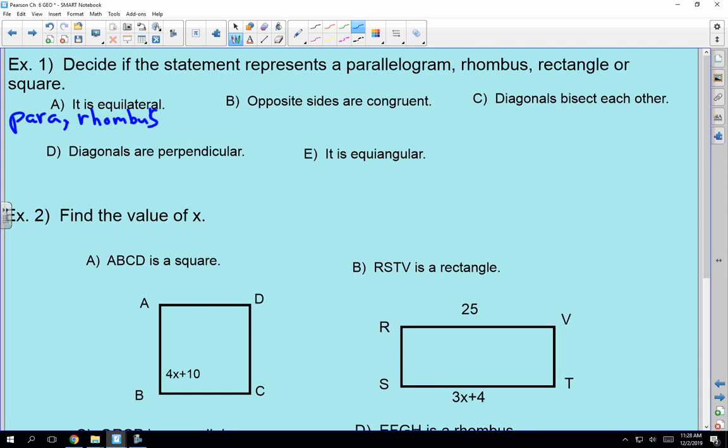I think all of these are at least a parallelogram. But there might be one on here that is only a parallelogram. So what about opposite sides are congruent? If the opposite sides are congruent, it could be a rectangle, yeah, it's true. Could it be then a square? Rhombus, yeah. What about parallelogram? Is there a theorem that says in a parallelogram the opposite sides are congruent? There is. So it's all four. You can just write all four.